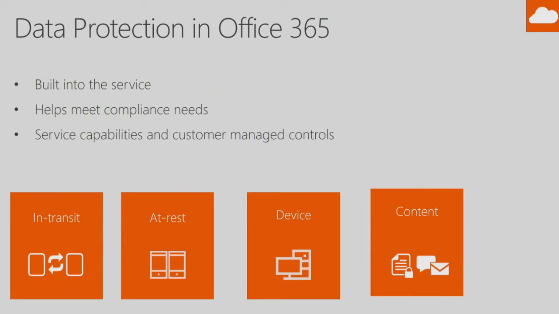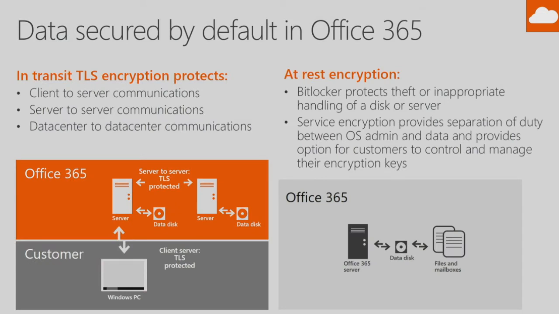When I think of data protection in Office 365, I think of it in 4 buckets. One is how do we protect it at rest? How do we do it in transit? What is our device story for data protection? And the last thing is the content level protection. It is pretty new. It is available in Exchange and SharePoint. I'm going to talk about it in a bit.